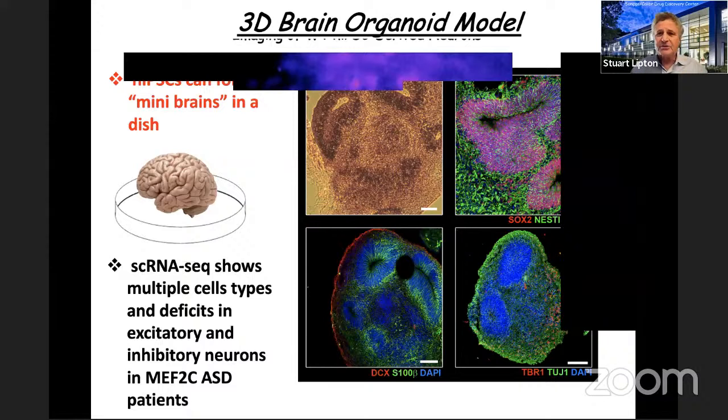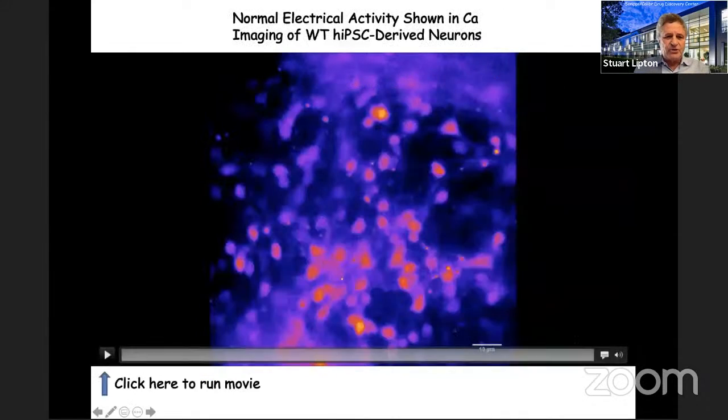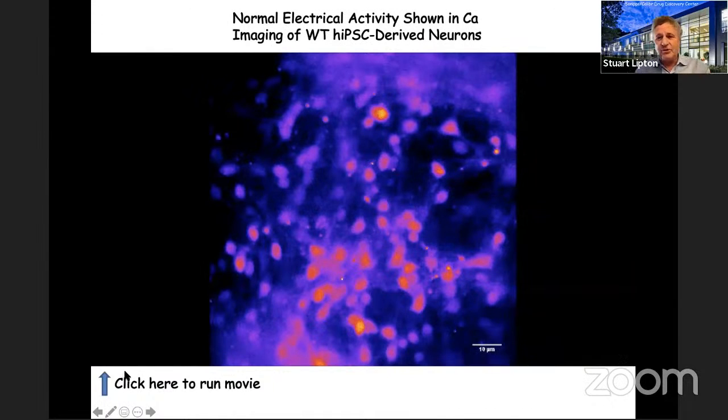Okay, so let's cut to the quick. What do these cerebral organoids do? Well, they manifest EI imbalance, excitatory inhibitory imbalance. They actually have too much excitation. And this is one indication. We have patch clamp recordings. This is calcium imaging.